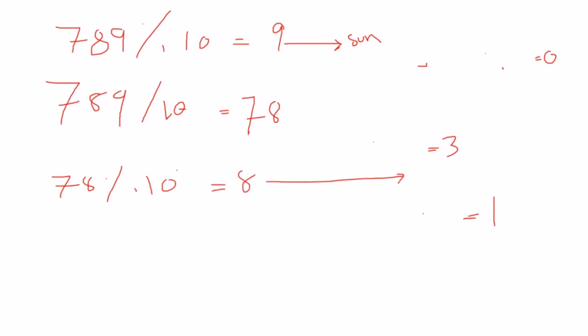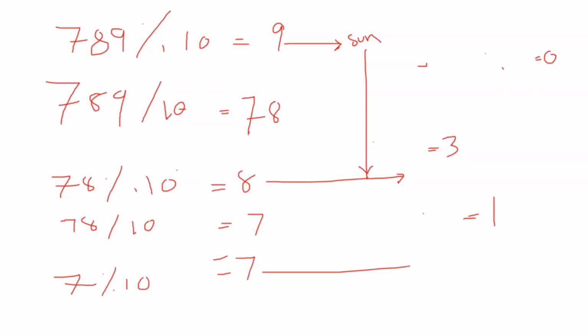We take this sum, right? And then 78 divided by 10 is equal to what? 7. We take 7 now. 7 modulus 10 is equal to 7, right? We take this to sum, and 7 divided by 10 is what? It is 0, right or not? So we stop here when the number reaches 0.